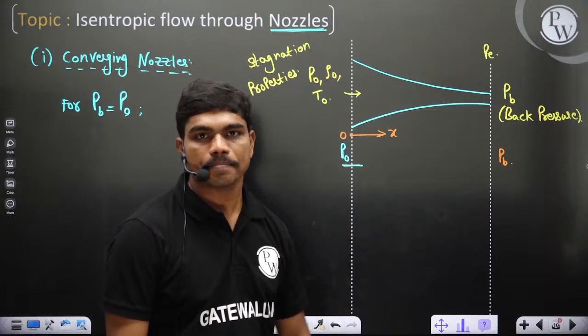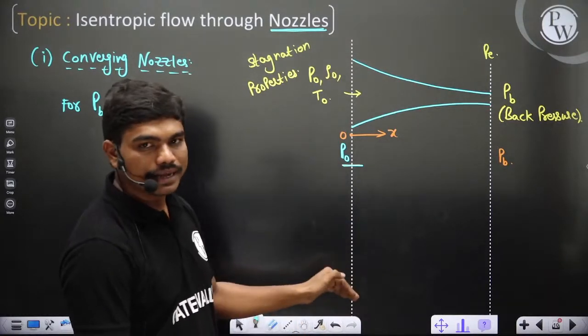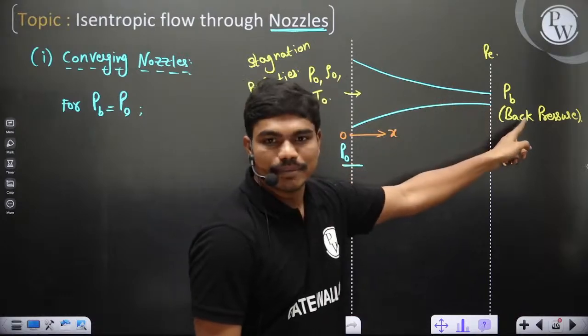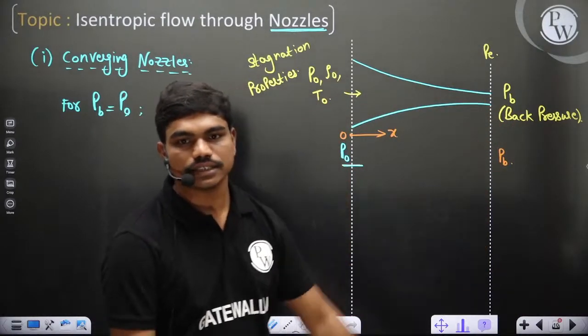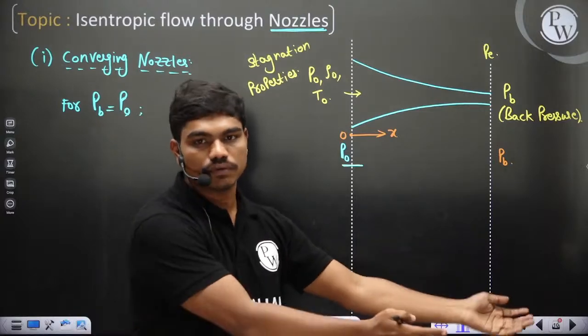Come on, type it in the chat box. If you are applying a P0 the same as PB, then will there be any flow that takes place in this case? Because the pressure is balanced on both sides. So there is no pressure difference for the gas to flow from one point to another point.